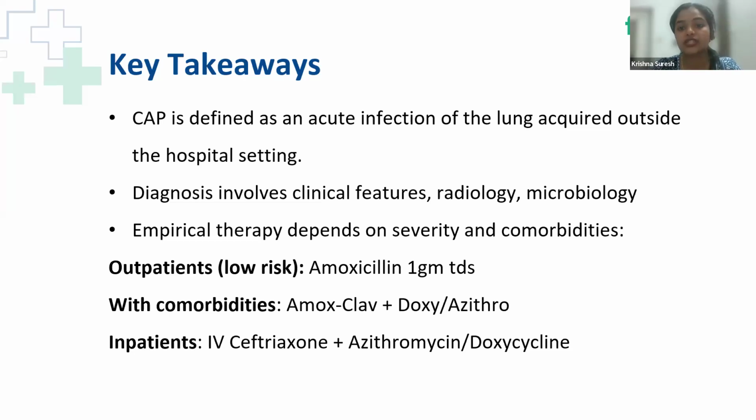involves clinical features, radiology, and microbiology. Empiric therapy depends upon the severity and comorbidities. In outpatients who are low risk, that means less than 65 years of age without any comorbidity and recent antibiotic use, the regimen recommended is amoxicillin 1 gram TDS. And in those with comorbidities, more than 65 years of age, and with recent antibiotic use, the regimen recommended is amoxiclav with doxycycline or azithromycin.